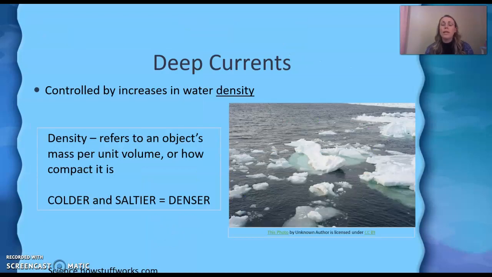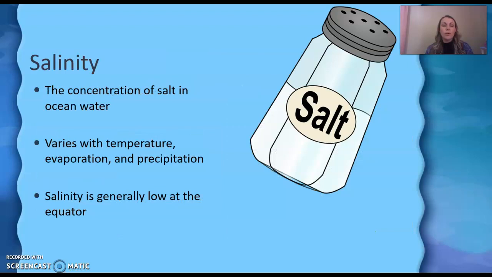Now we're on to our second type, which is deep currents. Our first was surface. This is deep. Deep currents are controlled by increases in water density, which is how compact something is. And in this case, colder and saltier means denser. Salinity is the concentration of salt in ocean water. It varies with temperature, evaporation, and precipitation, and salinity is generally low at the equator.